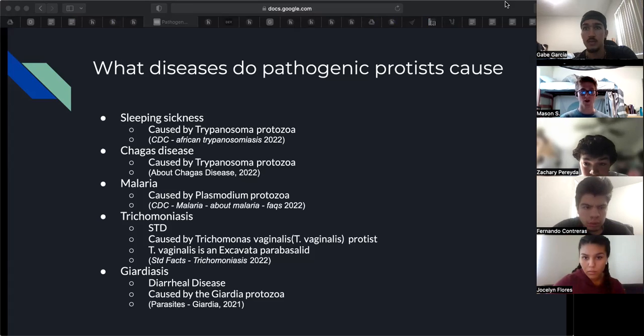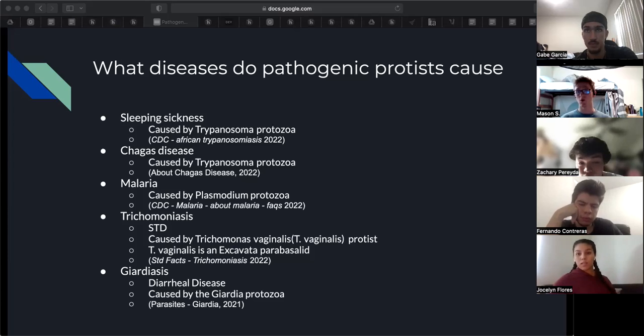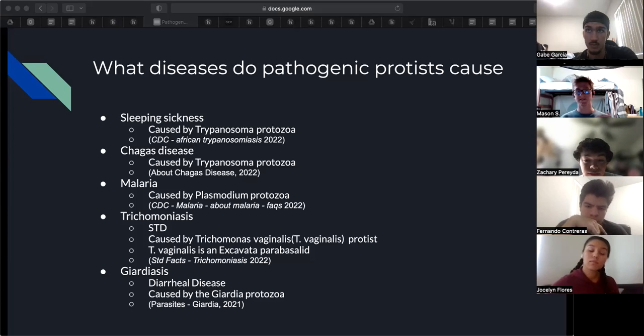So next up, we've got trichomoniasis, and trichomoniasis is an STD, and it works by passing along the T. vaginalis protist from one person to another. It causes symptoms like genital itching and painful urination in women. It can also affect the birth by leading to premature delivery in pregnant women. And although it is more common in women, men can still get trich and they can still pass it on.